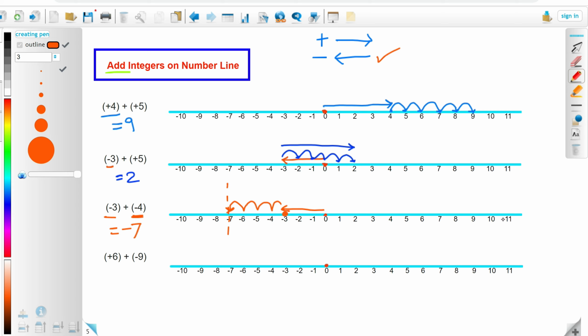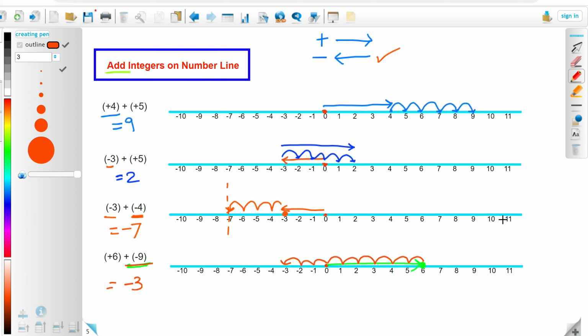So plus 6 means I will go right from 0 to 6. There you go, right? We know this is 0 to 6. We go there, and then we have to do minus 9. Minus 9 means we have to go left from 6. 1, 2, 3, 4, 5, 6, of course 7, 8, 9. So we reach minus 3. So we have our result as minus 3.